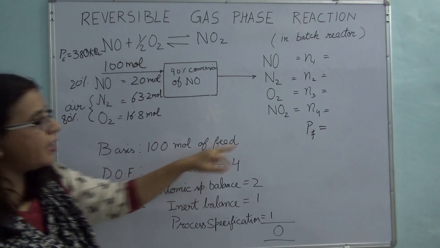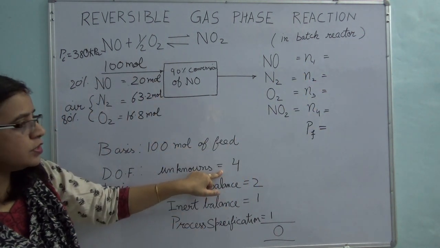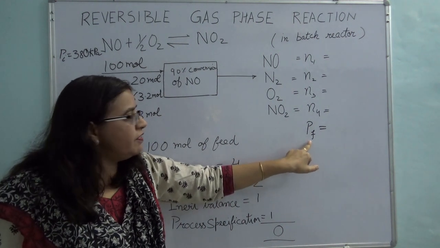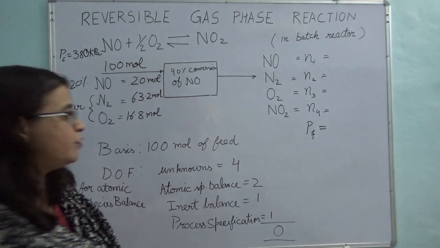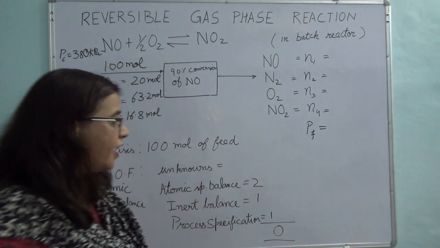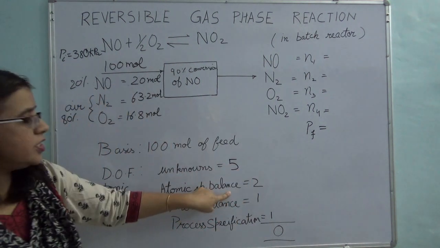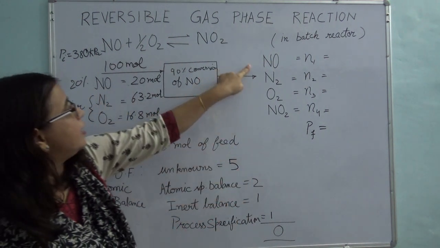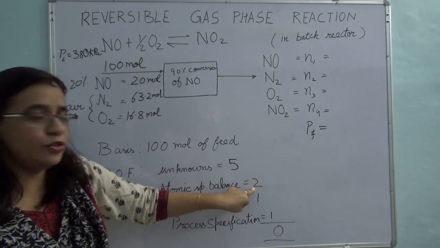How many unknowns do I have? 1, 2, 3 and 4. So I have 4 unknowns. Further, there is one more unknown which is PF, that is the final pressure which I have to find. So how many unknowns do I have? I have 5 unknowns. Atomic species balance, how many of them are there? Nitrogen and oxygen, there are only 2 atomic species. So atomic species balance is 2.